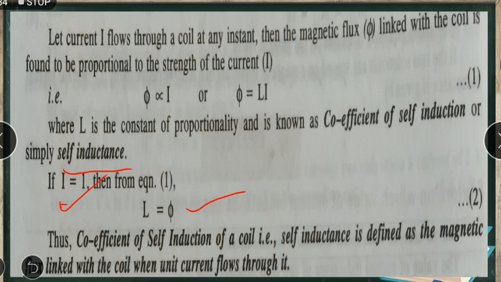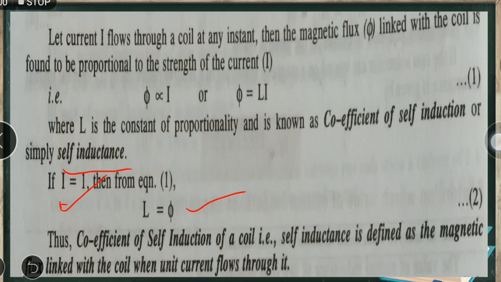How can we state it? Coefficient of self-induction of a coil is defined as the magnetic flux linked with the coil when unit current flows through it, that is, L is equal to phi, self inductance will be equal to the magnetic flux linked with the coil only when unit current flows through it.